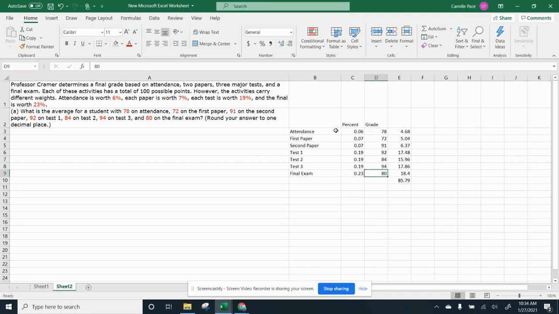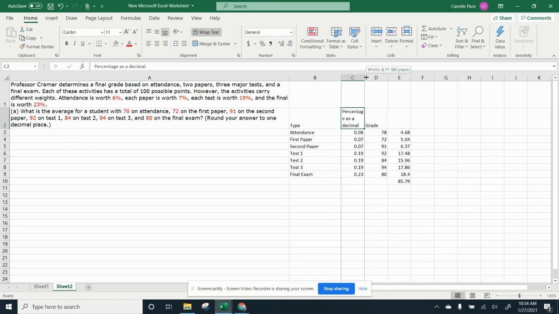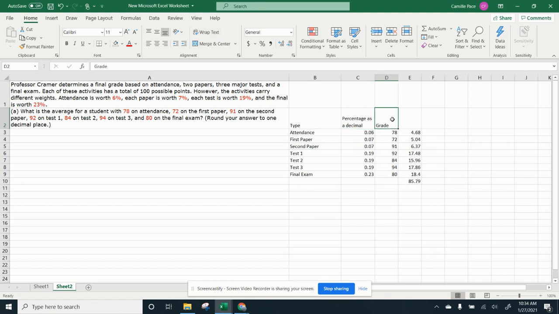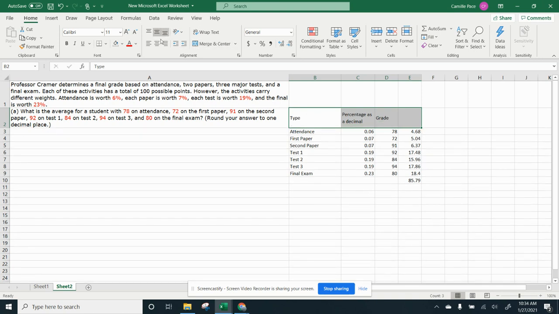Okay, so again, I'm going to put type here, percentage here, and remember it's as a decimal. I'm going to put that here and I'm going to wrap the text so hopefully you can see it. Let me make it a little bit bigger. And then I've got the grade. Let me make it prettier. Okay, there we go. So percentage and grade, and so here are my grades.